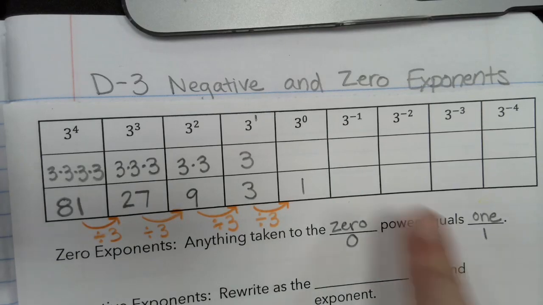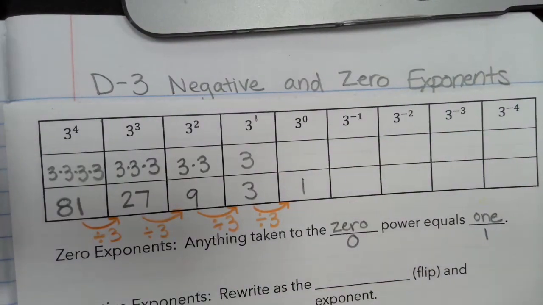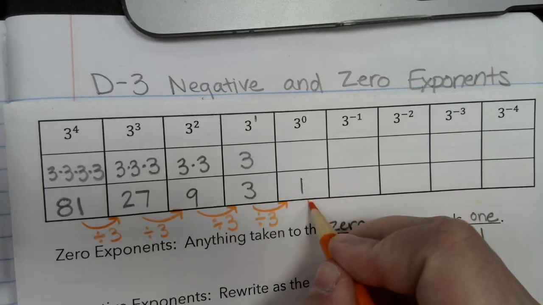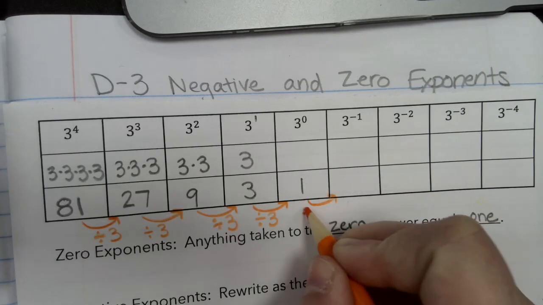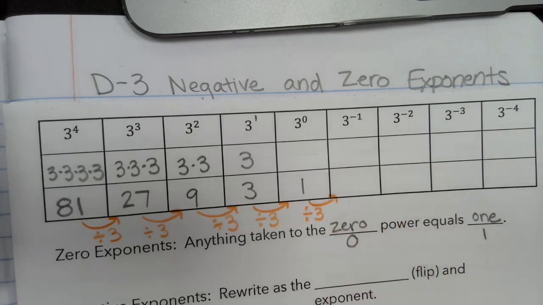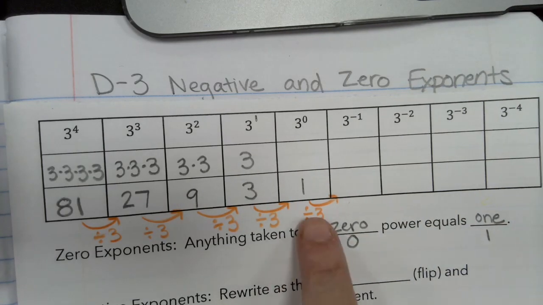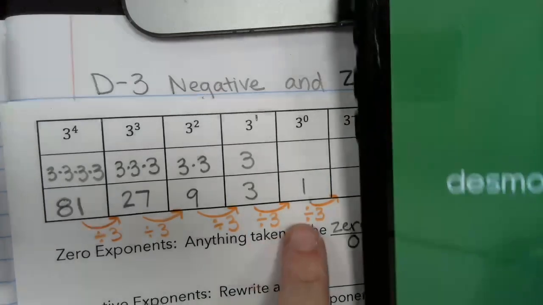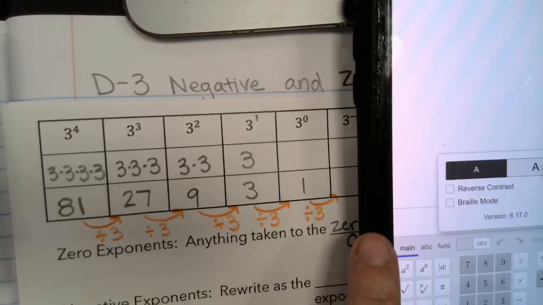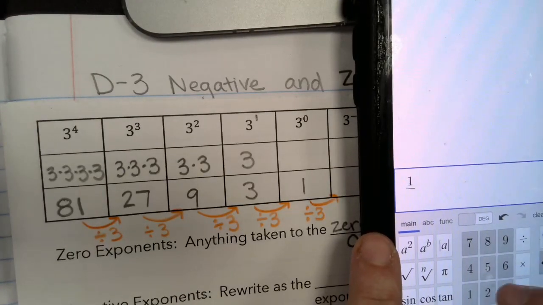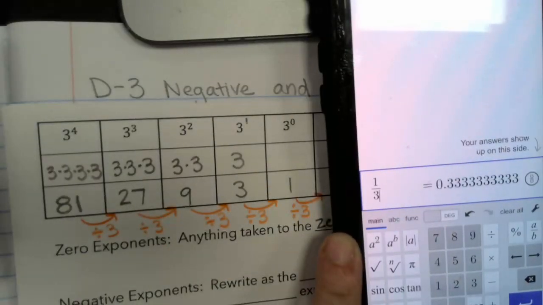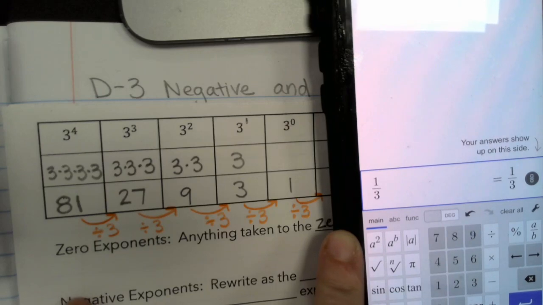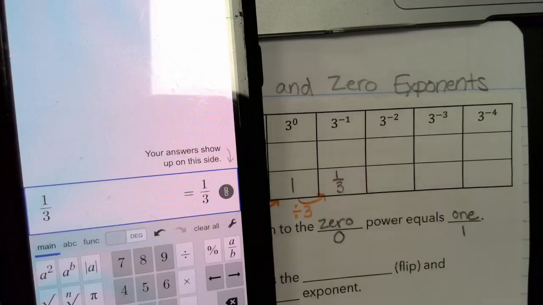So now we need to get into our negative exponents. So we could continue to divide by 3. One way we can do this is we continue to divide by 3. So if I go to my calculator and I do 1 divided by 3, again, this is Desmos. You all have this on your computer. I hit that fraction button and it's really just 1/3. So 3 to the negative first power is 1/3.